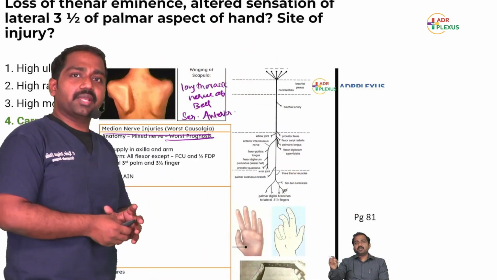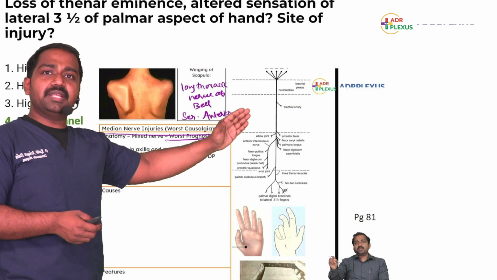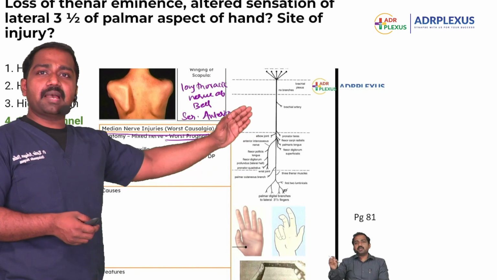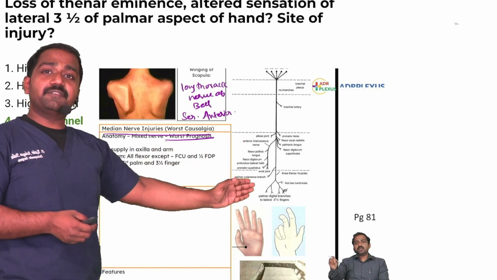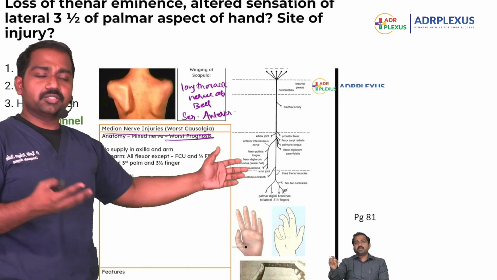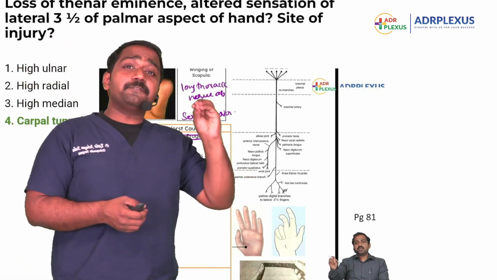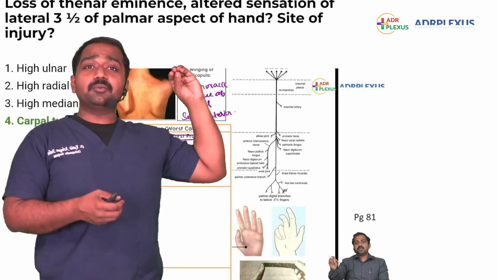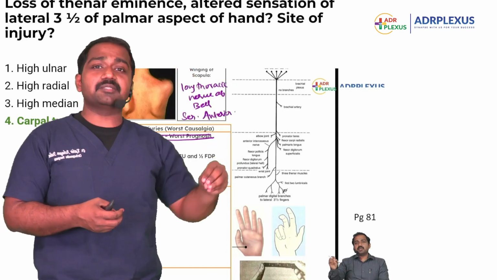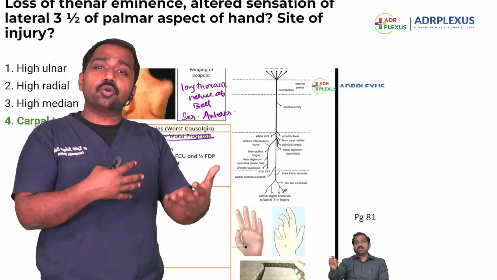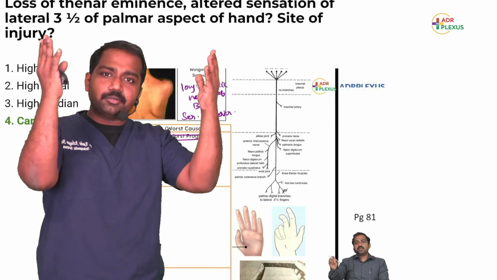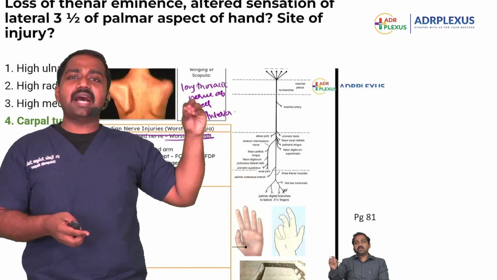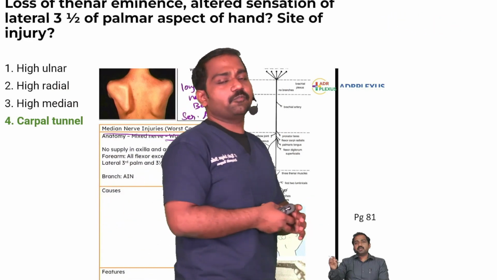Now go here, in the image of our workbook. Median nerve injury can happen there or it can happen there. If it is happening at the level of the elbow, it is high median nerve palsy. If it is happening at the level of the wrist, then it is called low median nerve palsy. If it is a high median nerve palsy, then it would involve the anterior interosseous nerve as well. It would involve a lot of other muscles of the forearm as well. In that case, you will see a lot more findings, and they would have discussed that in the question, but they restricted all the findings to just thenar eminence and altered sensation on the lateral 3.5 of the palmar aspect of the hand.